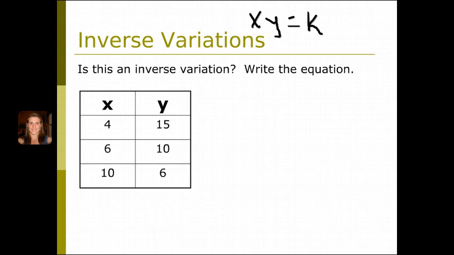So if we say 4 times 15, we would get 60. 6 times 10 gives us 60. And 10 times 6 also gives us 60. Therefore, our constants are all the same. So this is inverse variation. And the equation would be x times y equals 60.